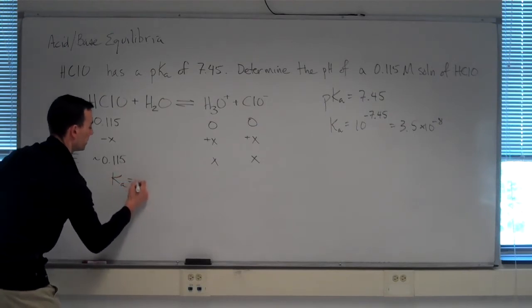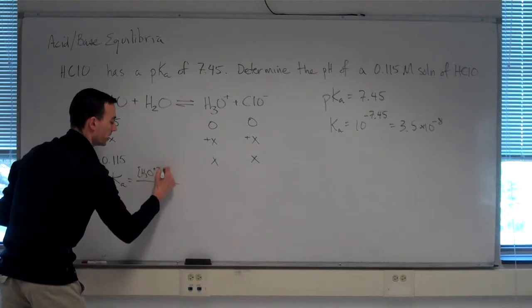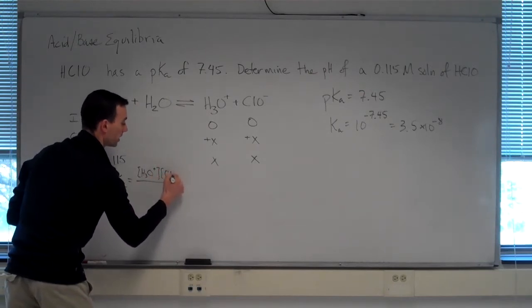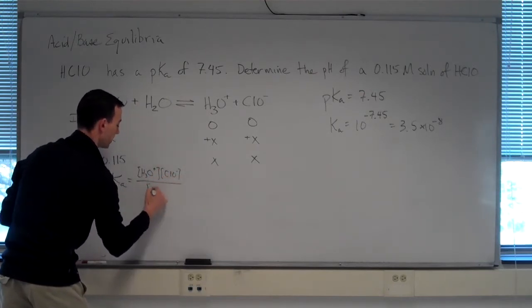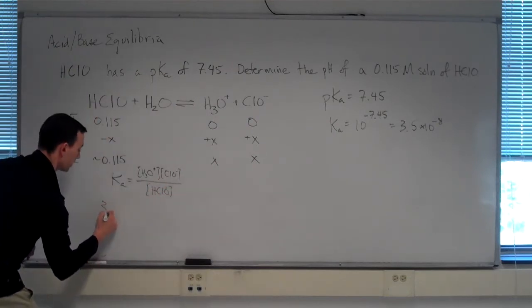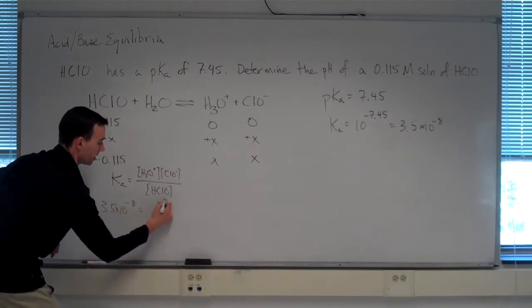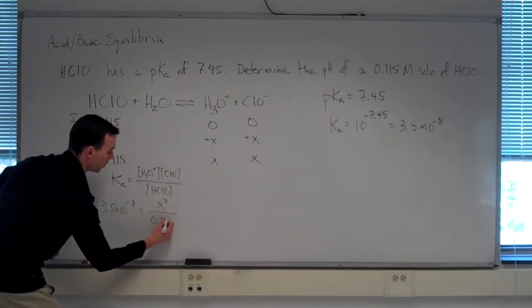Set up the equilibrium problem to solve it then. Product H3O times ClO minus divided by HClO. So your Ka is 3.5 times 10 to the negative 8 equals x squared over 0.115.